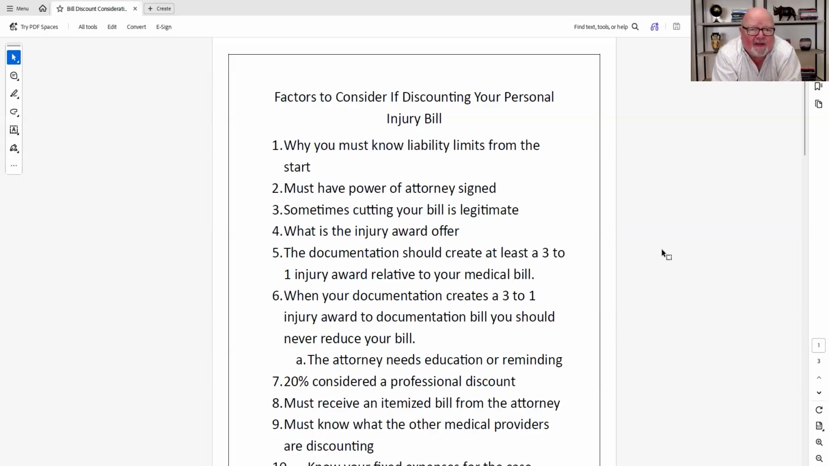But again, you should not have to give a discount because you shouldn't have a big bill if there's no permanent injury. And if there was, your bill should easily get a 3-to-1. Either you have a weak attorney or the money's not there. These are the variables that you need to consider. Any questions about these variables when cutting your bill?